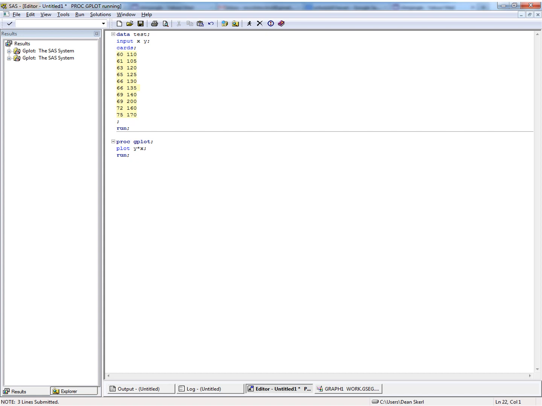So there's our data set. We should be familiar with the SAS code and putting it in. Sometimes in class I get a question like, what the cut though? What's going on? What's that cards statement?